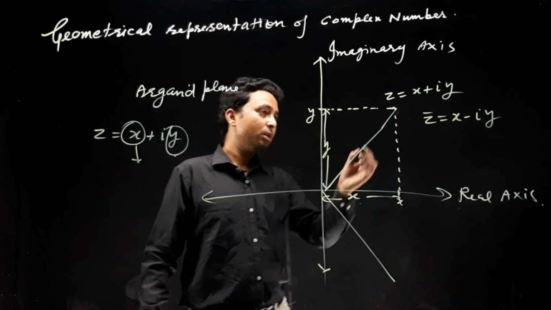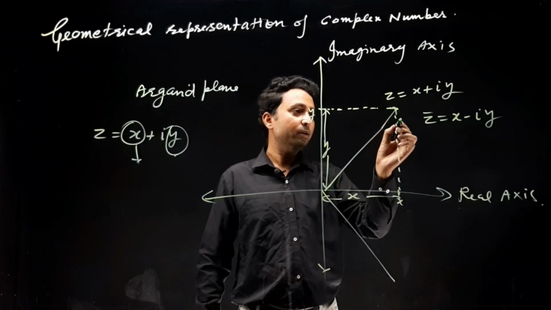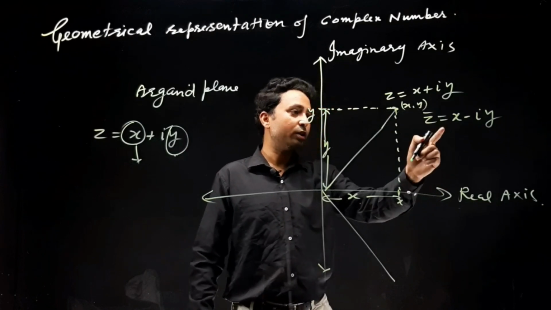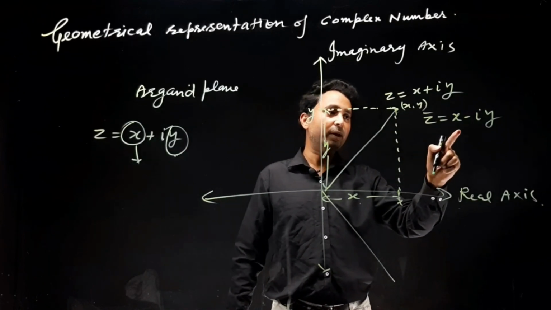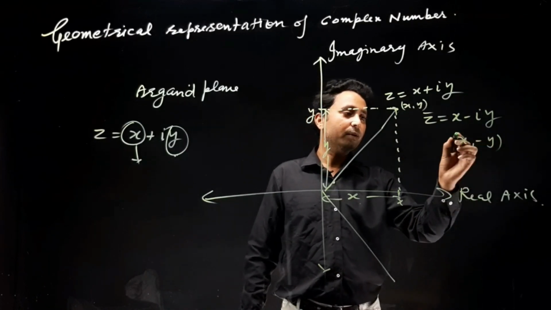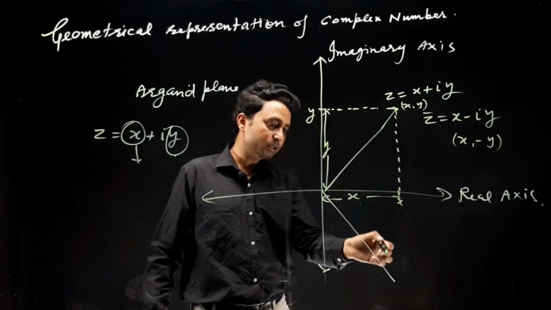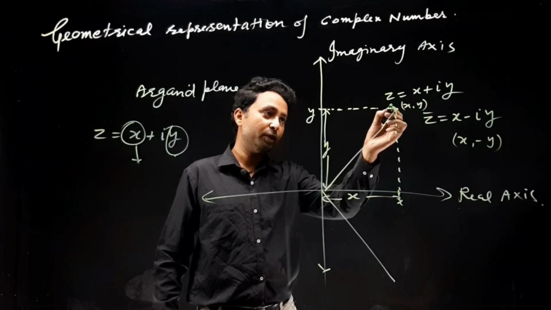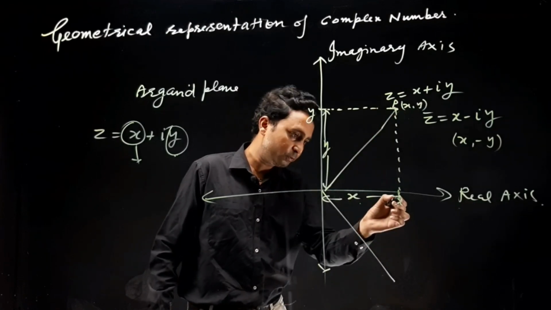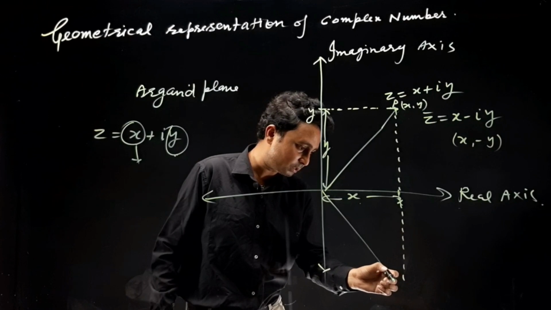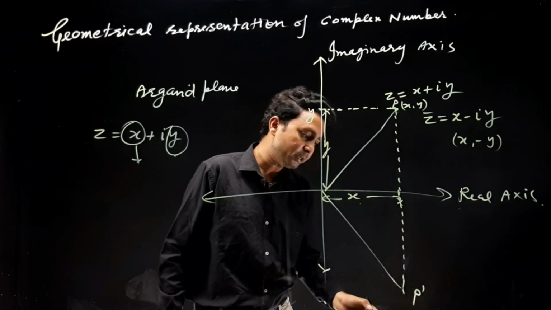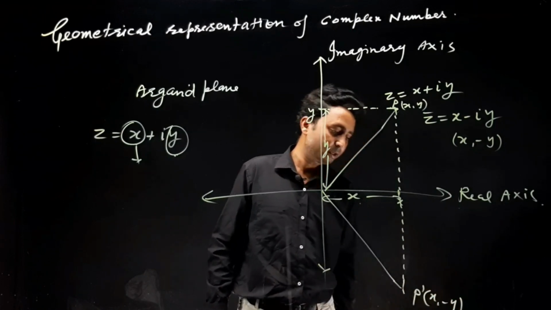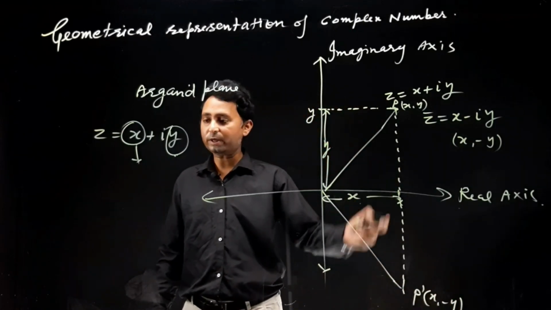Okay, because the coordinates of this point will be x comma y, and the coordinates for this complex number will be x comma minus y. That will be the mirror image on the x axis of this point, suppose point P. Suppose this is P dash, the coordinates of this point will be x comma minus y. That is called the conjugate of this complex number.